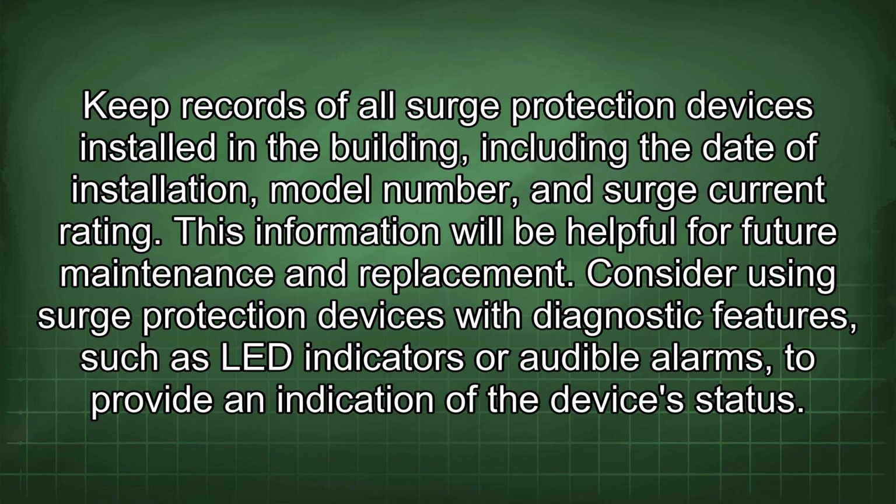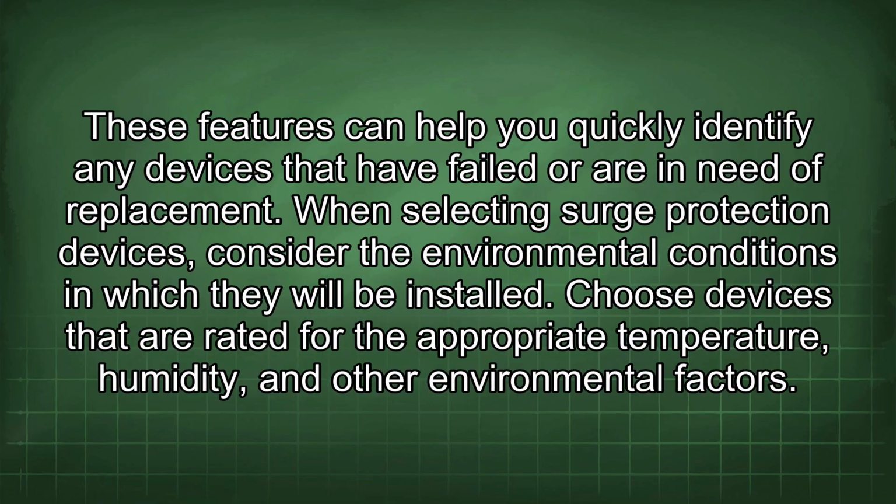Keep records of all surge protection devices installed in the building, including the date of installation, model number, and surge current rating. This information will be helpful for future maintenance and replacement. Consider using surge protection devices with diagnostic features such as LED indicators or audible alarms to provide an indication of the device's status. These features can help you quickly identify any devices that have failed or are in need of replacement. When selecting surge protection devices, consider the environmental conditions in which they will be installed. Choose devices that are rated for the appropriate temperature, humidity, and other environmental factors.